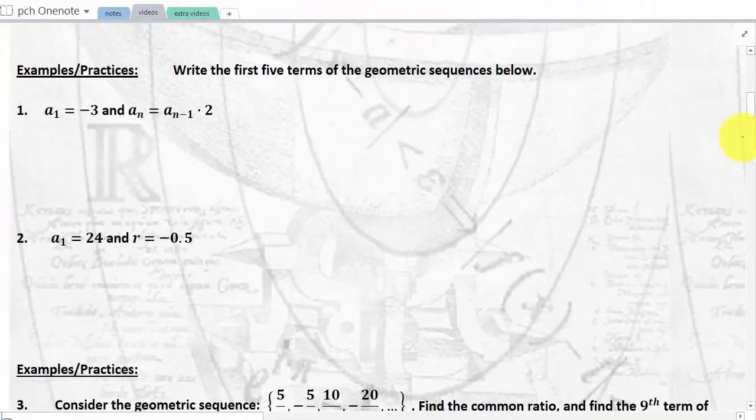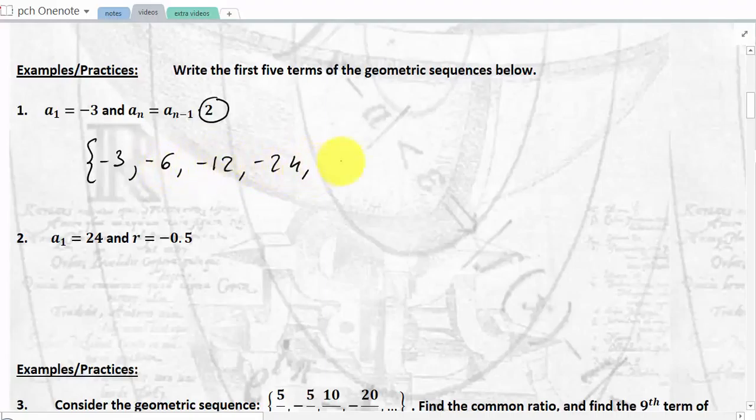Let's go over the first example. Let's write the first 5 terms of the geometric sequences. So here in the first one, the first term is -3. And then what is the common ratio? The common ratio is 2. So you multiply by 2. -3 goes to -6, -12, -24, -48, -96, etc. Very, very simple. Please do the second examples.